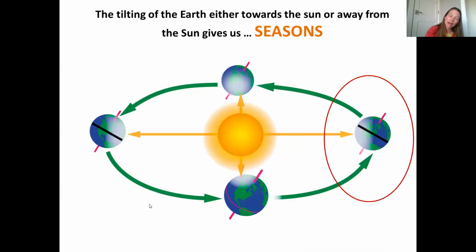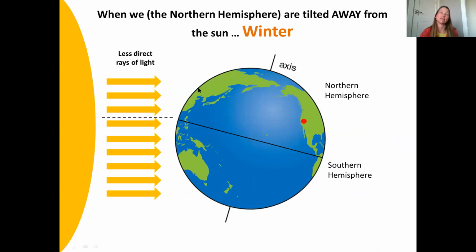As we move around our revolution to the other side, let's look at the complete opposite side of our orbit. We zoom in on this. The northern hemisphere is now tilted away from the sun, and when we are tilted away from the sun, we are receiving a lower percentage of the direct rays of light from the sun. So here we have less, and here the southern hemisphere is getting the majority of the rays of light.